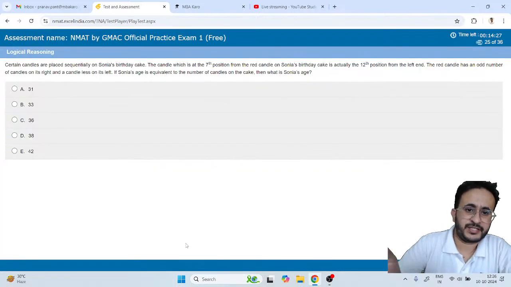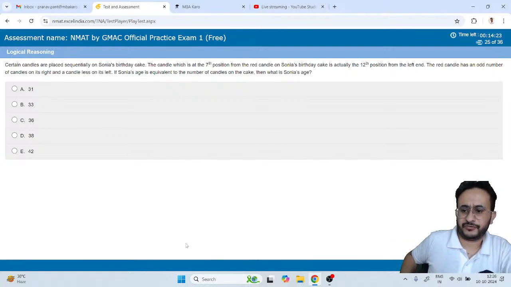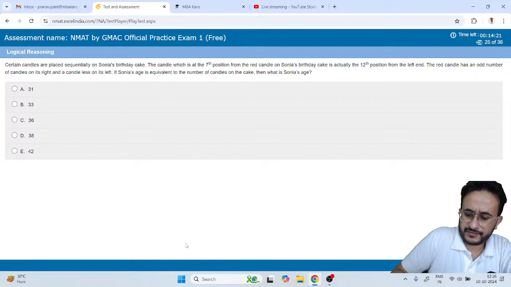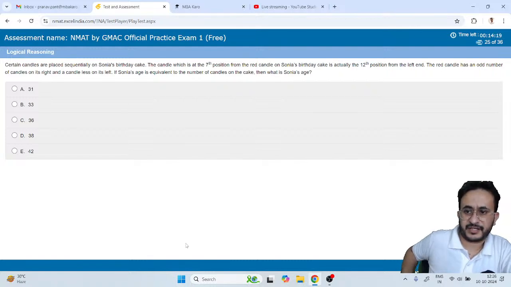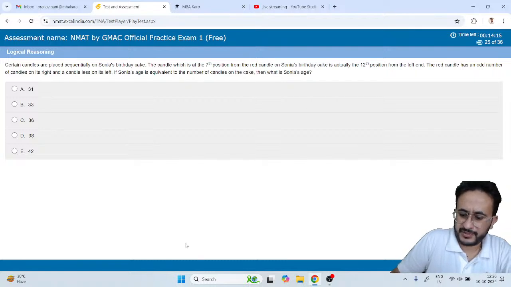Certain candles are placed. The candle which is 7th from the red candle is actually 12th from the left end. So 12th is from the left. The red candle has an odd number of candles on its right. So red will be either 19 or 5. So if you take red as 5, there are 4 on the left.